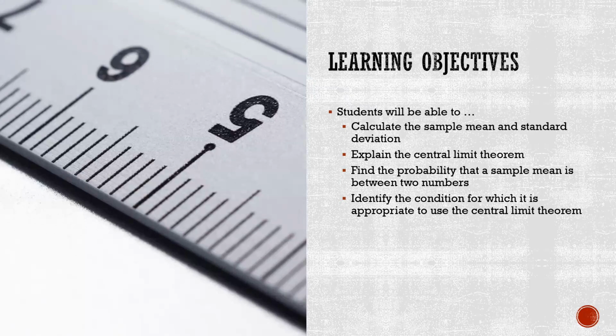So we're going to calculate the mean of the sampling distribution, which we already know is the same thing as the mean of the population. We know that the standard deviation is not the same, it's smaller. But how much smaller? We're going to tell you about that. You need to be able to explain the central limit theorem.